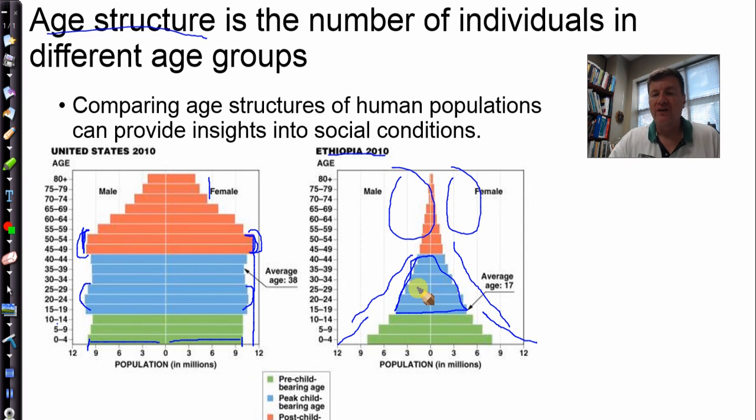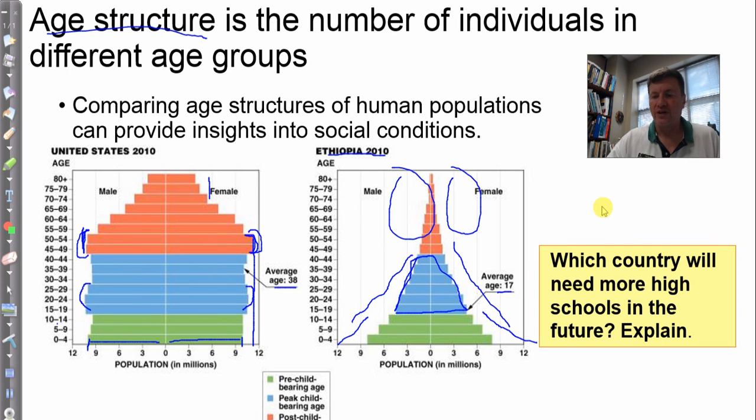Said differently, if every person here has 2 kids, and then their 2 kids have 2 kids, and then their 2 kids have 2 kids, it's going to get wider and wider. Our average age is 38. Their average age is 17. When the average age is very young, it means you're going to have a lot more kids in the future. And that's of big concern for countries that don't have a lot of resources, like Ethiopia. So a good question to ask then is, which country is going to need more high schools in the future? I think it's pretty obvious from this example. Ethiopia is going to have a lot of needs for the young. We're going to have a lot of needs for the old because of our age structure diagram.